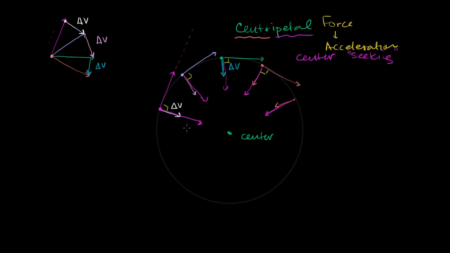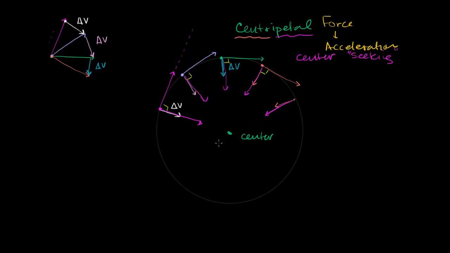And the whole point why I did this is that, at least it wasn't intuitive to me, that if you have this object going in a circle, the change in velocity, the acceleration, the force acting on this object would actually have to be towards the center. And the whole reason why I drew these vectors and then translated them over here and then drew these change in velocity vectors is to show you that the change in velocity is actually towards the center of this circle.